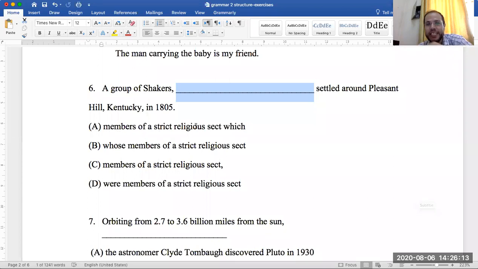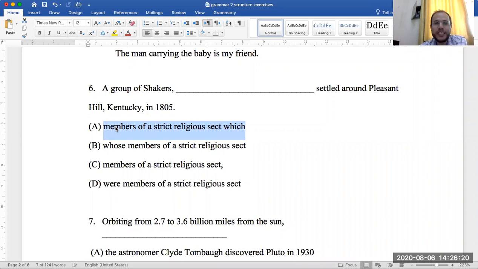Members of a strict religious sect, which has two subjects. That doesn't work; we said we need one subject here. Remember which and who can be subjects. Whose members of a strict religious sect settled around Pleasant Hill, Kentucky in 1805. In this case we still need a verb: a group of Shakers, and we don't have a verb here. So we need one subject.